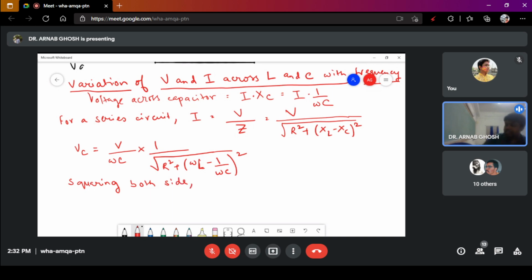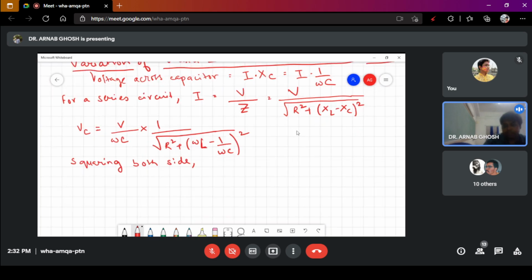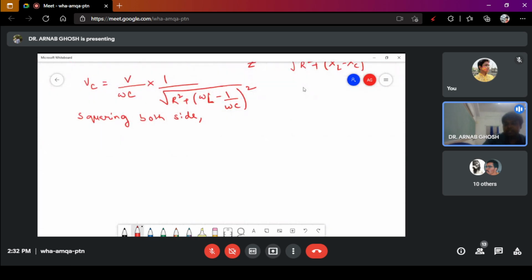Please look at this derivation. This is very, very important for the design of filters. Right? So what are we getting? If at any time you do not understand, you just stop me. So VC square will be equal to V square by omega square C square multiplied by 1 upon R square plus omega L minus 1 upon omega C whole square.